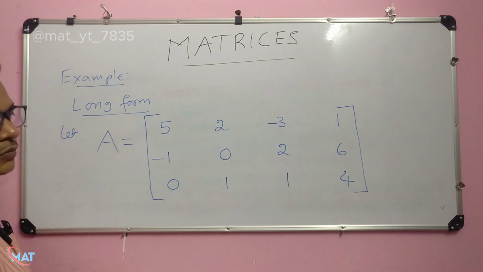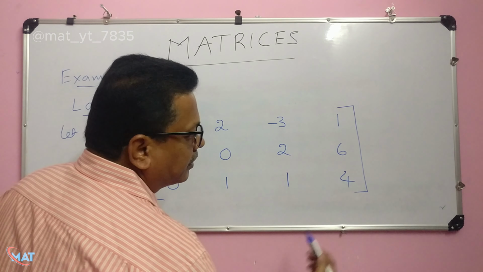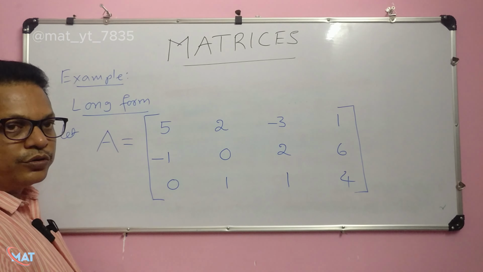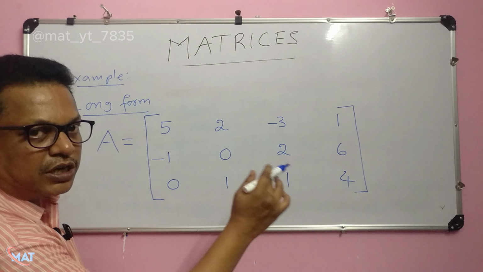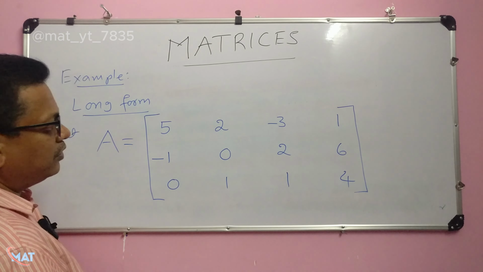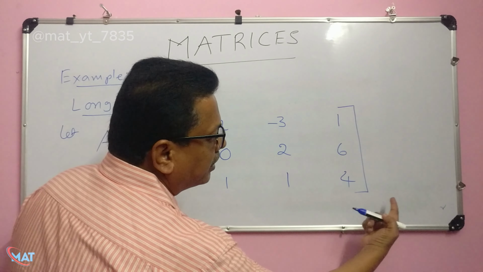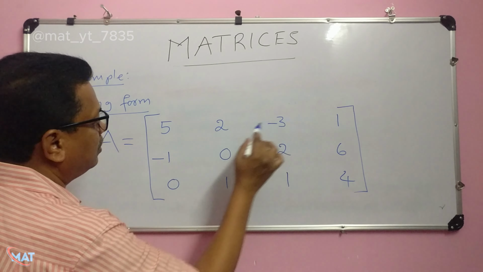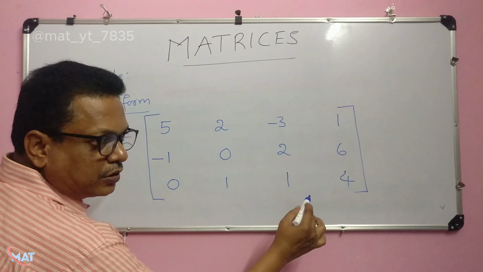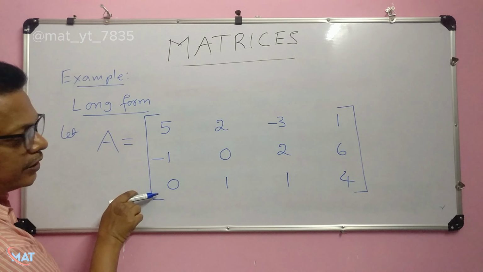Be careful. And at the bottom, as a subscript, we are going to give the size of the matrix. Size means how many rows are there and how many columns are there. So first the row number, then the column number. How many rows are there? How to count rows? 1, 2, 3. Or we can count 1, 2, 3.